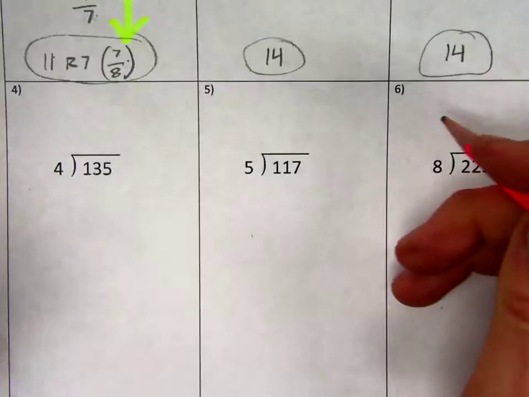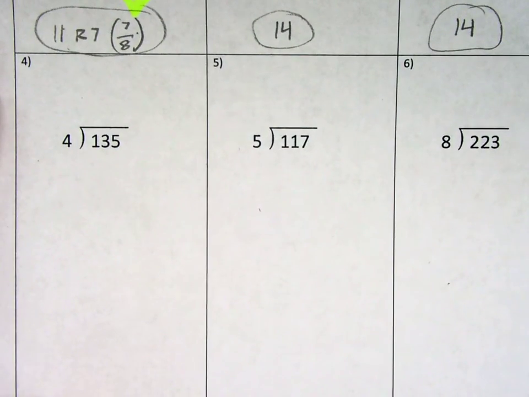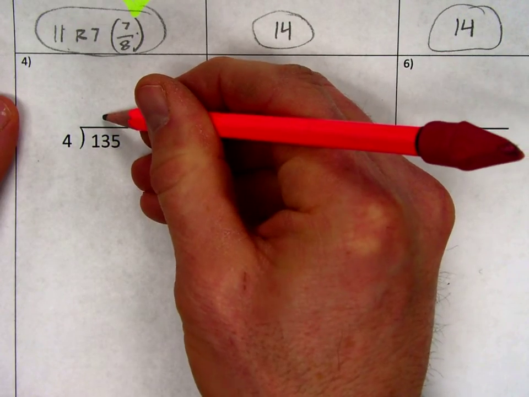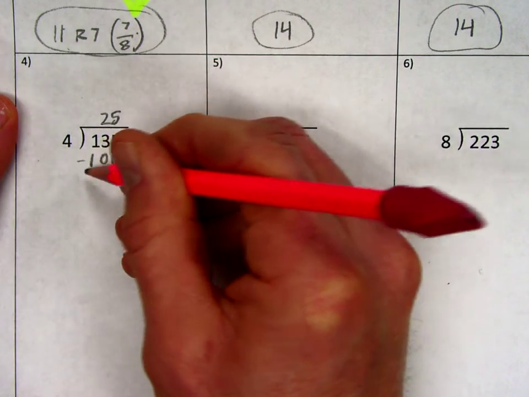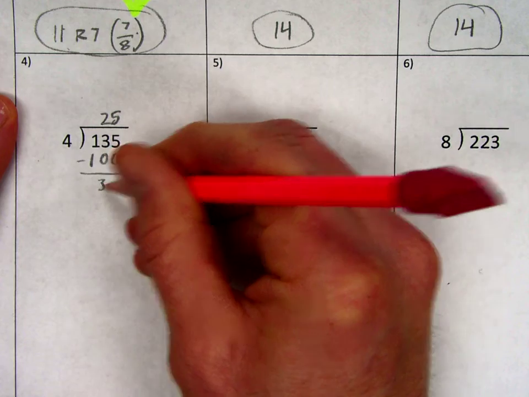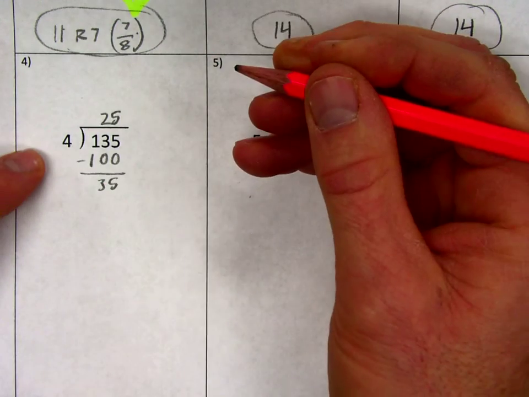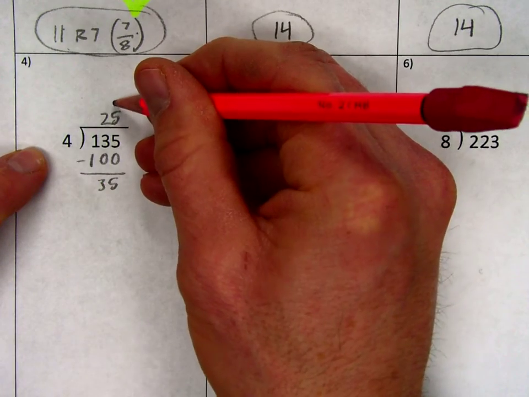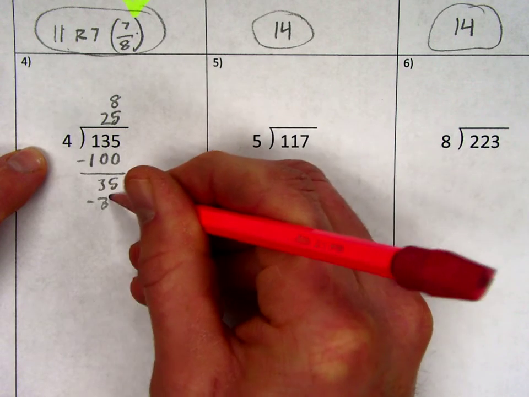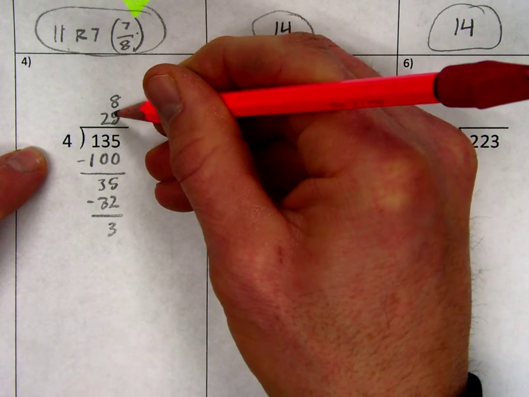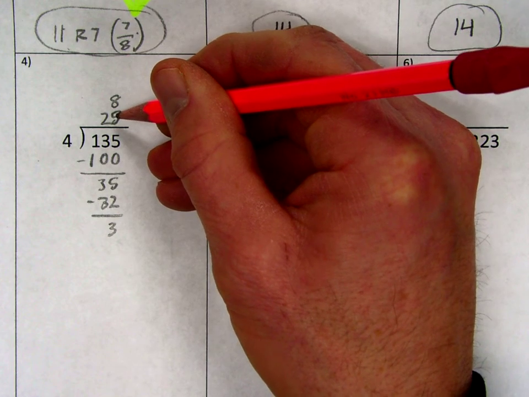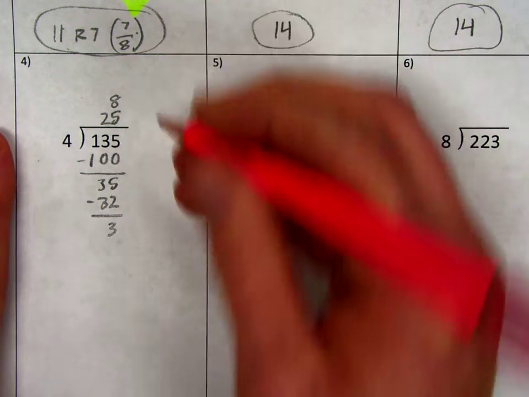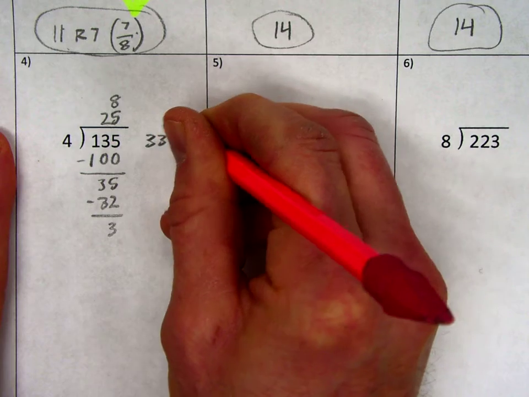Okay. Number 4, maybe right away you look at it and think, well, 25 4s is 100. Just making math money there. So that leaves me 35, and how many 4s go into 35? Well, 8 of them make 32. And so my answer here is 33 and 3/4.